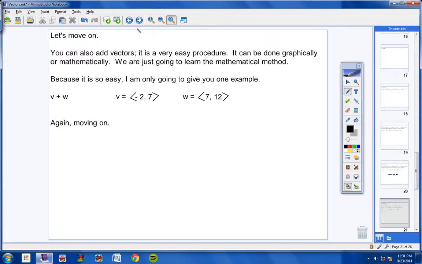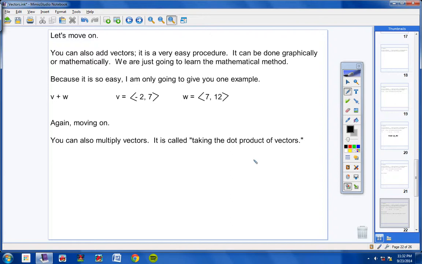Now, moving on, you can also multiply vectors. Now listen to me carefully. It's called taking the dot product of vectors. You might want to write that down. You don't necessarily have to, but understand we call it the dot product of vectors. When you find the dot product, listen to this. You get out a number, not a vector.